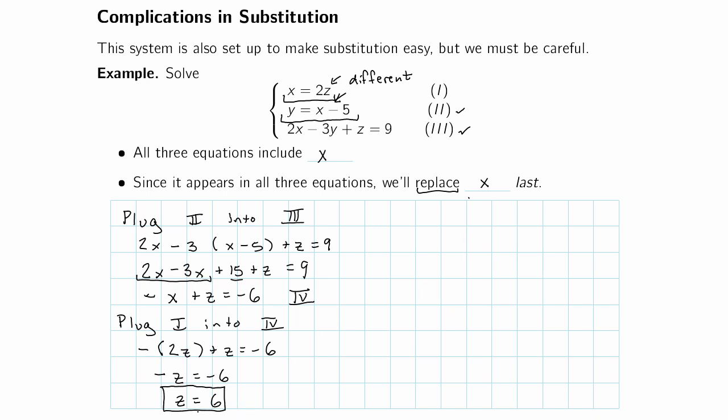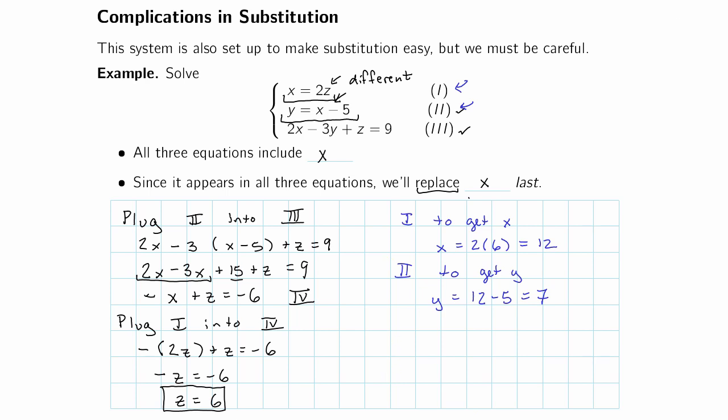Now I can go back and get the values of the other two. I have z, so equation 1 will easily give me x. I'll have x is 2z, so 2 times 6, x is 12. And now that I have x, equation 2 will easily give me y. y is x minus 5, so y is 7.